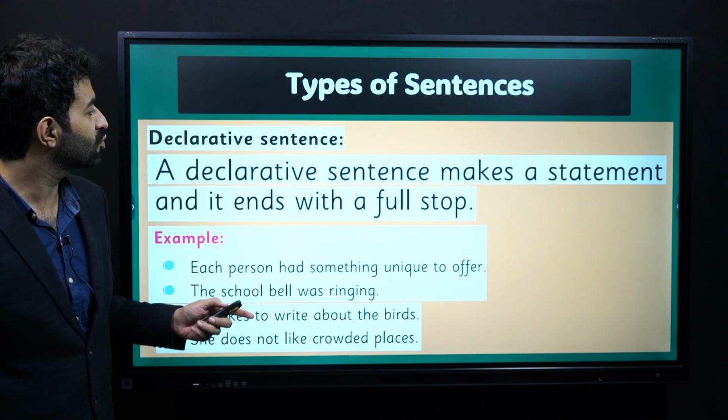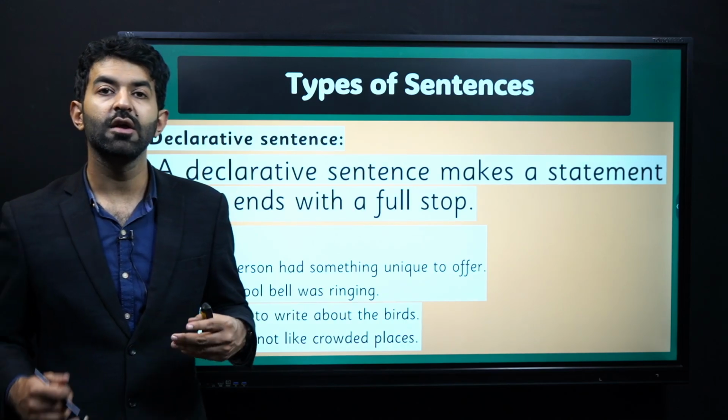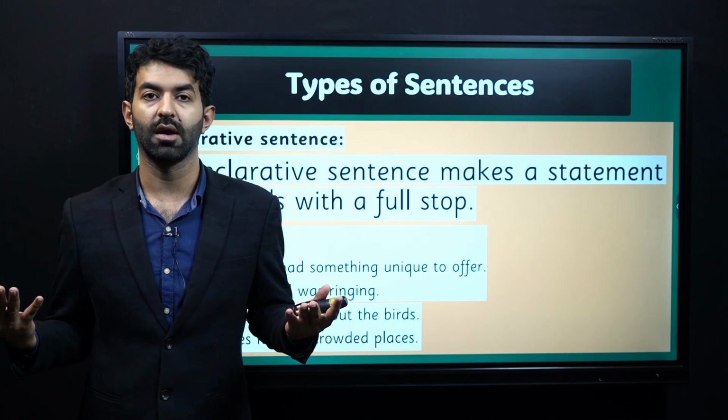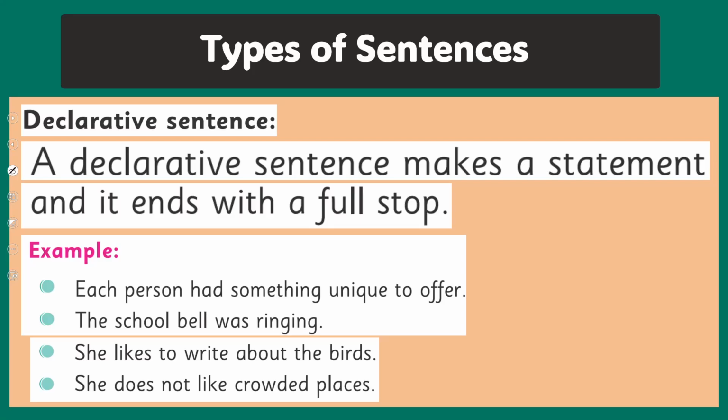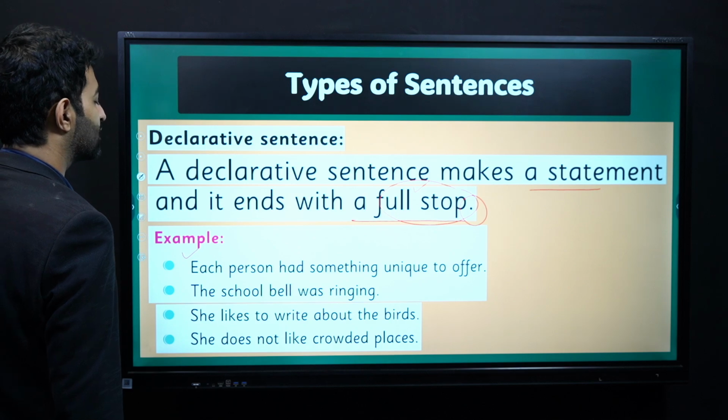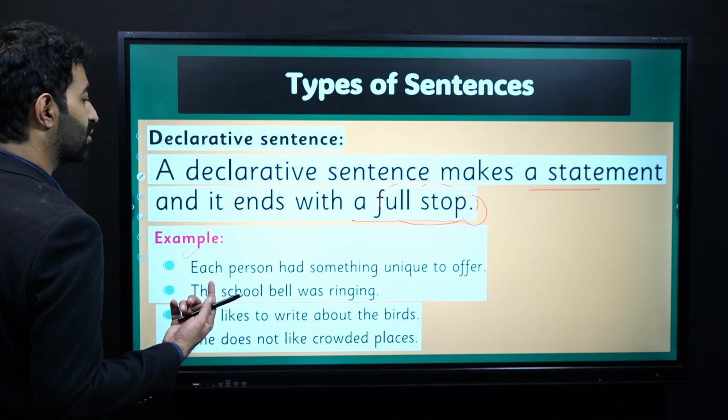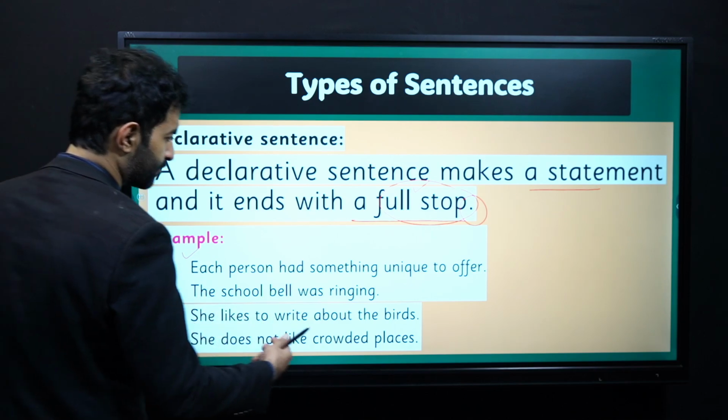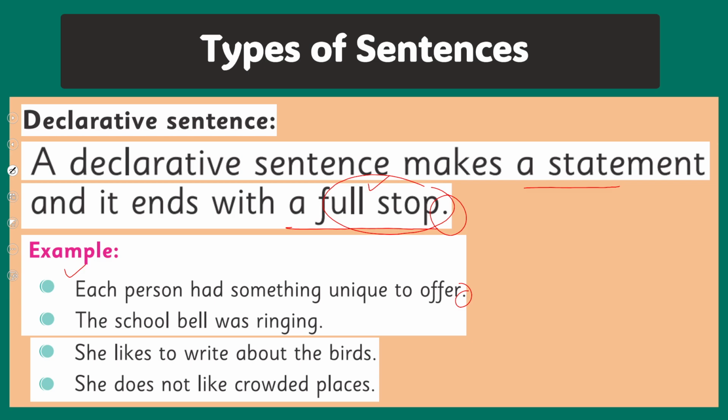Let's talk about the first one, declarative sentence, where we declare something, we say something. For example, a declarative sentence makes a statement and it ends with a full stop. Yes, ends with a full stop and it makes a statement. For example, if we say each person had something unique to offer, this is a declarative sentence because it's making a statement that each person had something unique to offer, and it's true and also it's ending with the full stop.